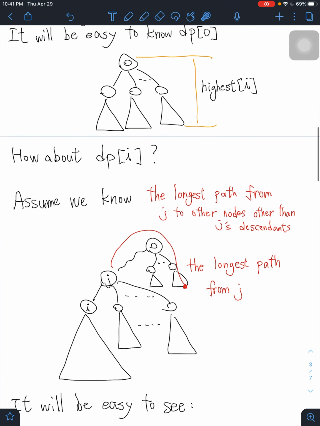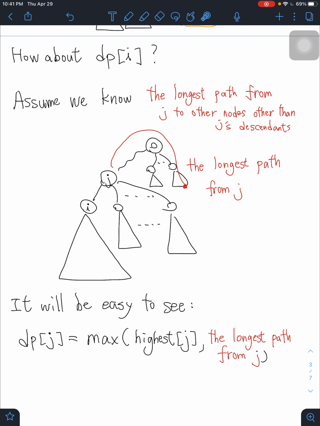Then we will wonder, how about computing dp at I? Let's just assume we know the longest path from J to other nodes other than J's descendants. So in this case, like J to other nodes other than its descendants. Let's say we know this number. It will be very easy to see that we can compute dp at J by max over highest J.